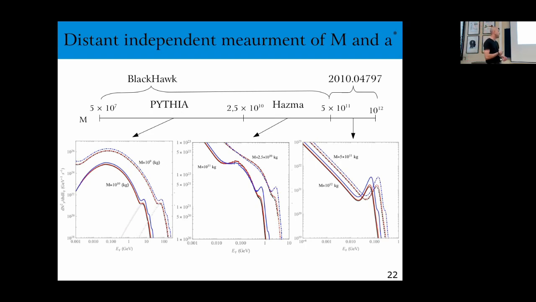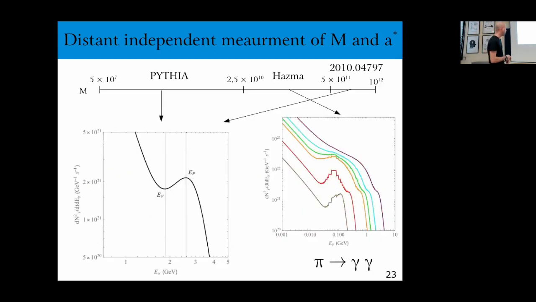It's actually not shared because in the intermediate regime here, there is this bell, this bump, which is emerging, and this peak-valley structure, which you can see here, which is what we used. So as I said, we use this peak and valley structure when it's present, and it provides good information about both the mass and the spin of this object. While here it is not possible because of this bell, which is due to the pion decay.